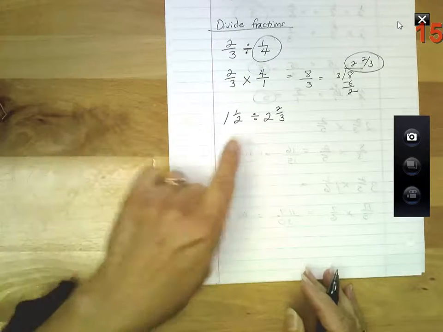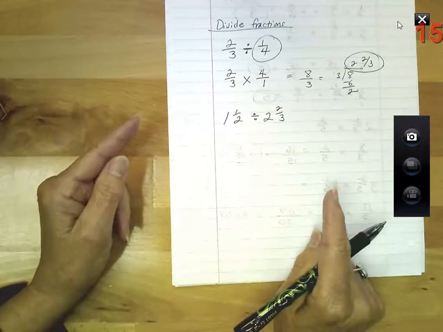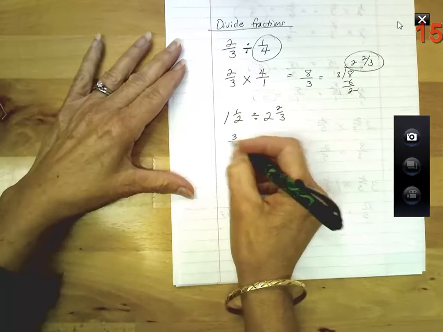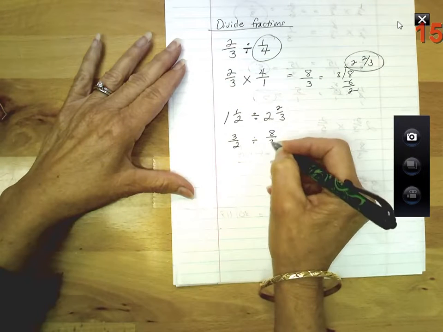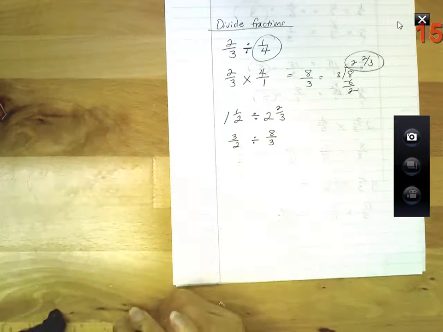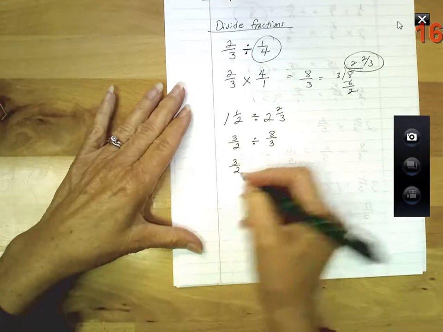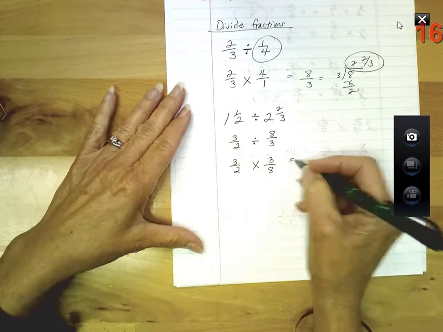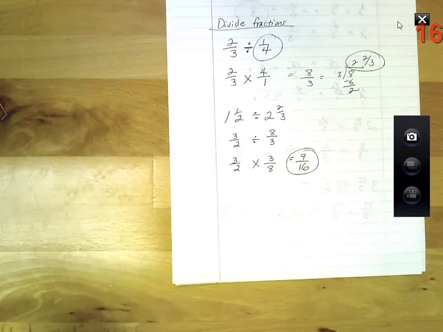Now, if you've got both of them as mixed numbers, you change them into improper fractions and then go from there. 2 times 1 is 2 plus 1 is 3/2, divided by 3 times 2 is 6 plus 2 is 8/3. Now, division rule: turn your second one upside down and multiply. Nothing will cancel, so your answer is 9/16. Questions before we go any further?